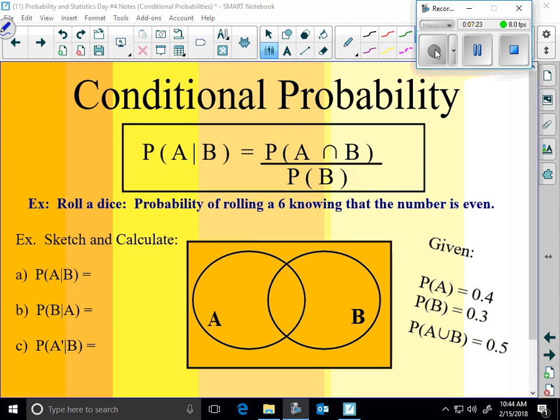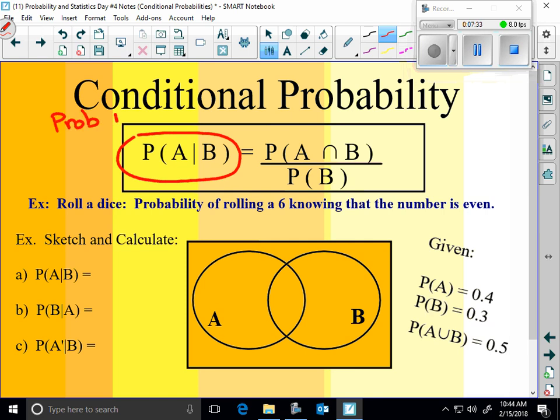I want to talk about conditional probability. What conditional probability means, this right here in words, is the probability that A happens given B happens. I like to think of it as B has happened. Probability that A happens given that B has happened. The way we would do this is take the probability of A and B and divide it by the probability of B.